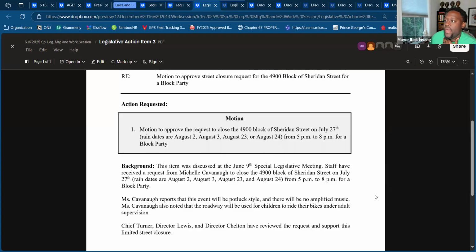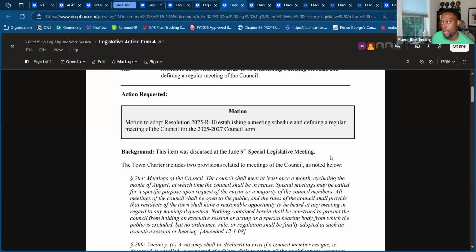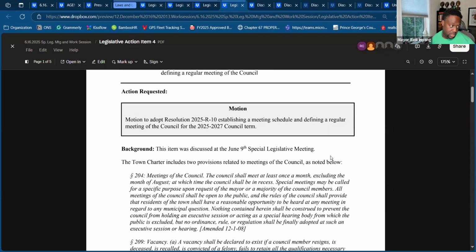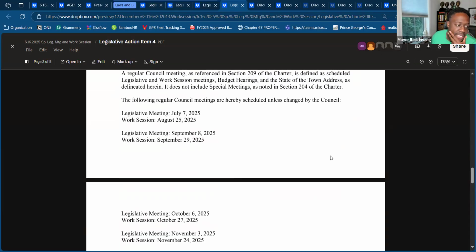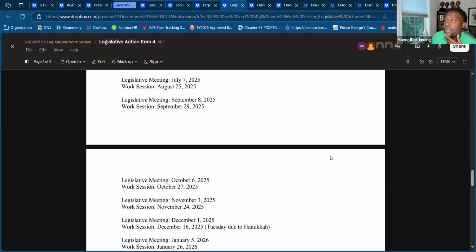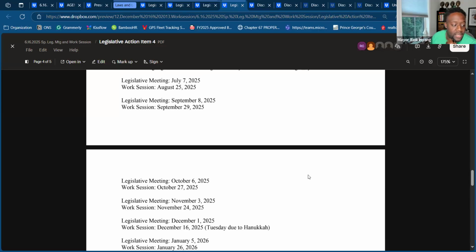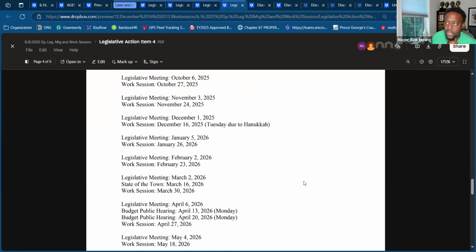Next up on our agenda, we have the Resolution 25R10 establishing a meeting schedule and defining a regular meeting of the council. This was included in the packet. Obviously, we talked about this last week and the importance of not just specifying the actual meeting days, but sort of talking about what a regular meeting is. That was a practice that we did for the last administration. So carrying that forward to this one.